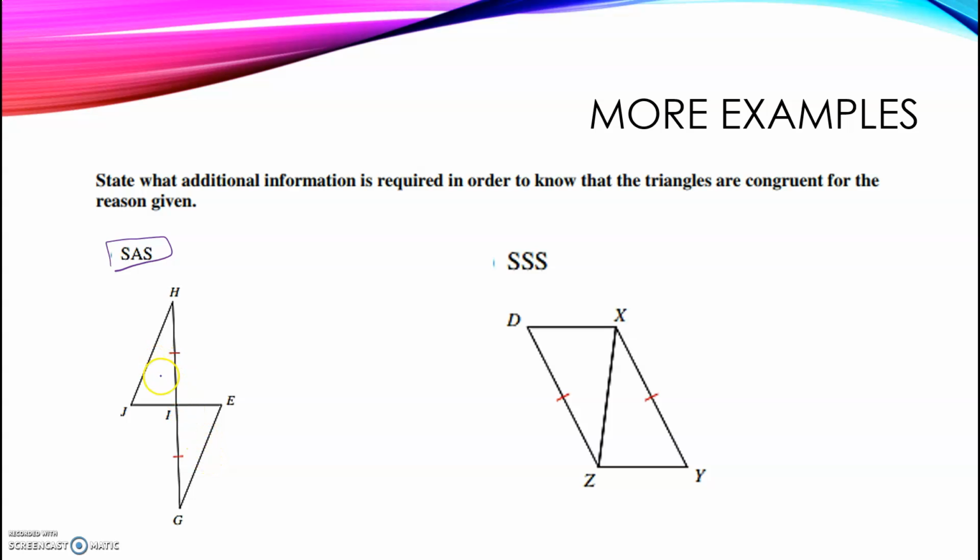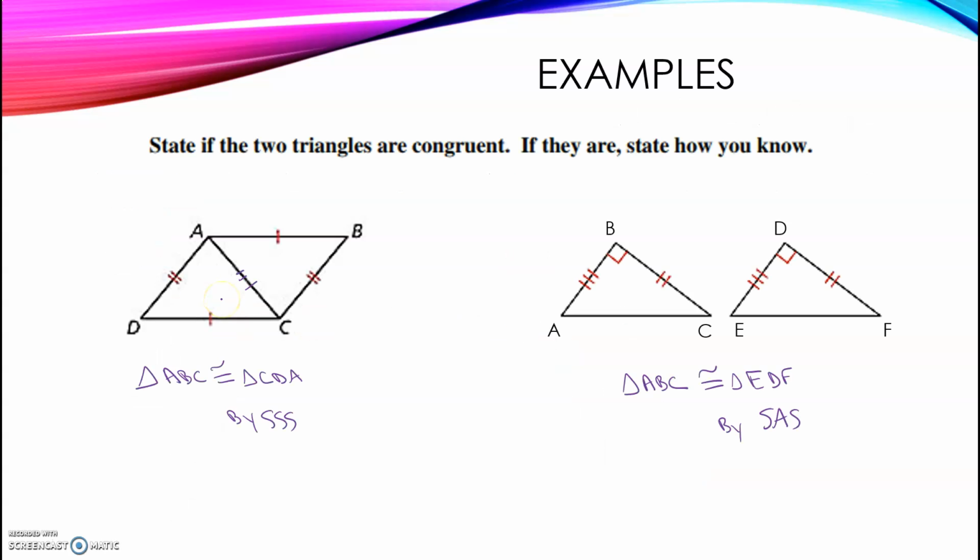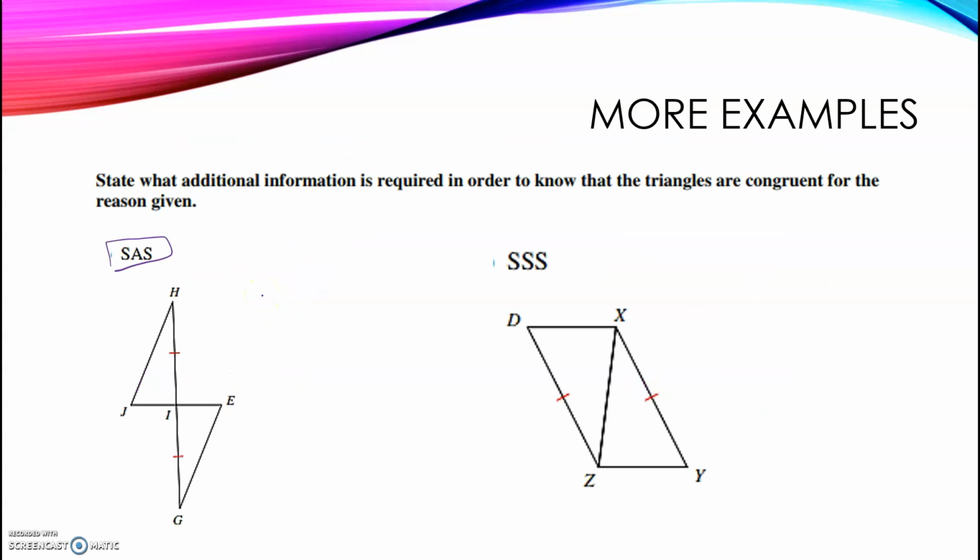Well, always look in your picture. Remember, if you see, let me go back. Remember we marked that reflexive side? Even though it wasn't marked originally, we can mark it in the picture because you know AC is the same for both triangles. Well, you can also mark vertical angles because vertical angles will always be congruent. So this angle right here will be congruent to this angle because of vertical angles.